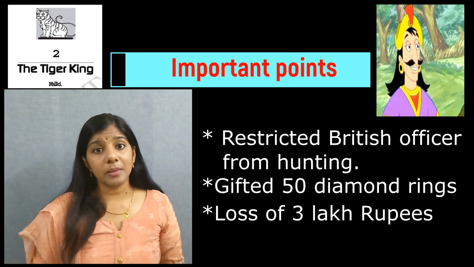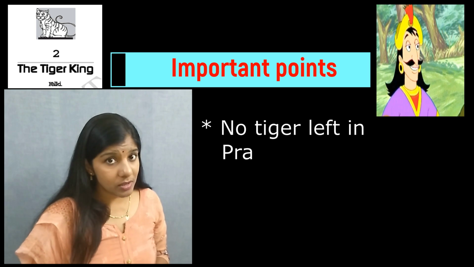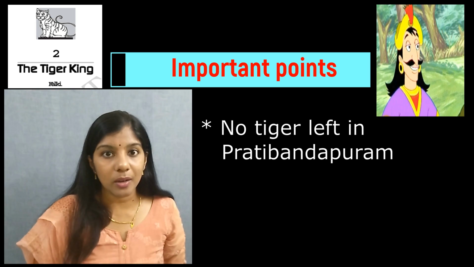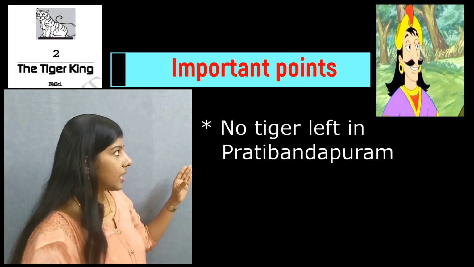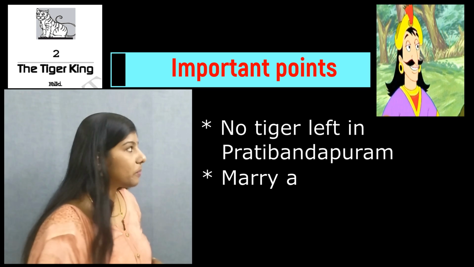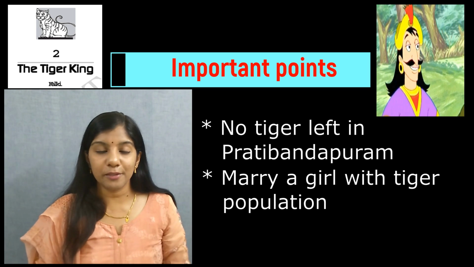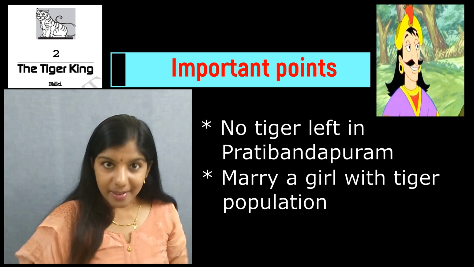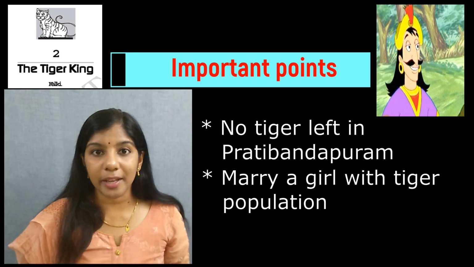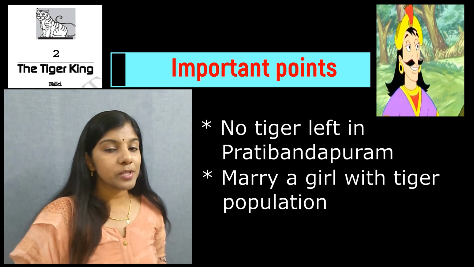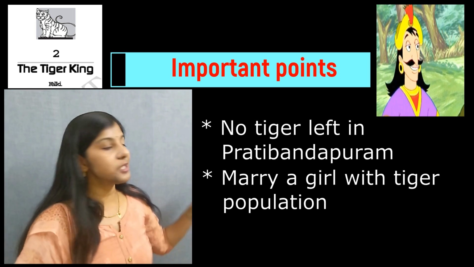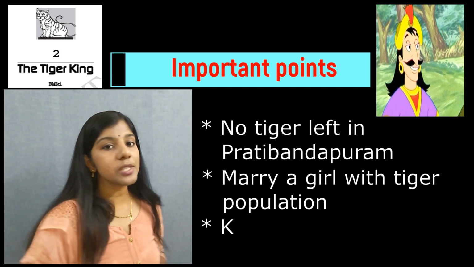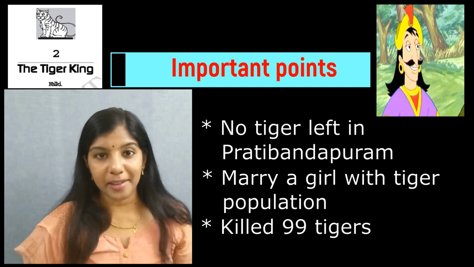Slowly, the tigers in Pratibandhapuram started becoming extinct, and this worried our king a lot. So, our king got an idea. He decides to marry a girl from a place with a good tiger population. And definitely, he finds such a girl and marries her. Every time he used to visit his father-in-law, he used to kill 5 to 6 tigers at a time. And in this way, our king was able to kill 99 tigers.